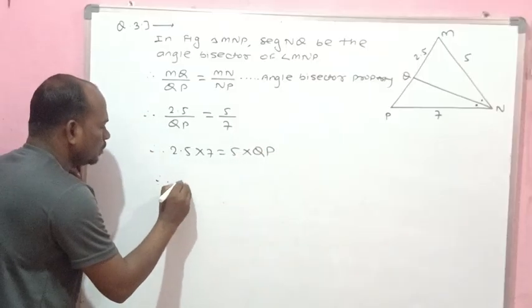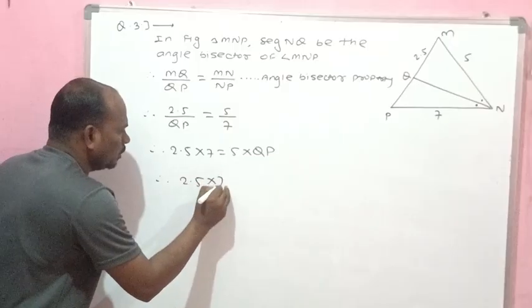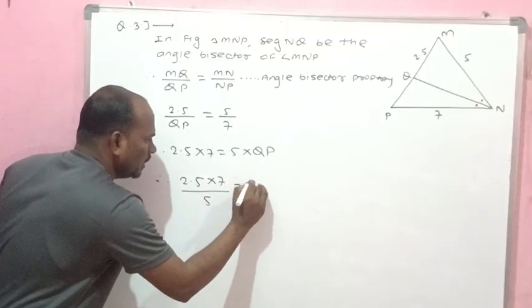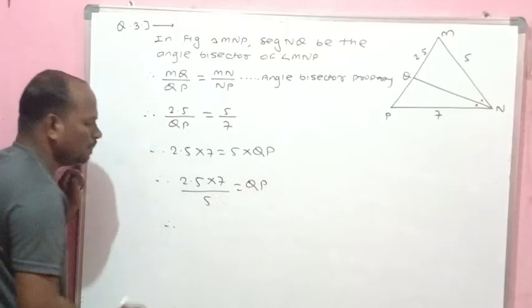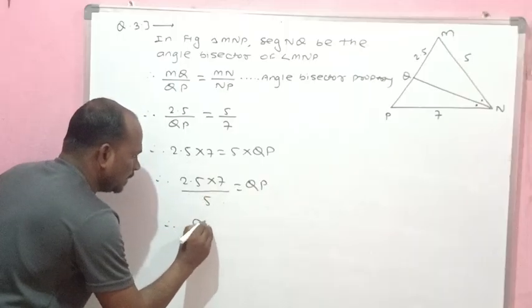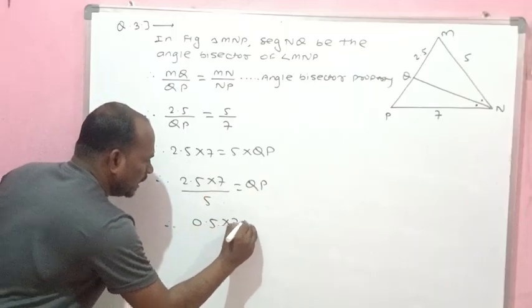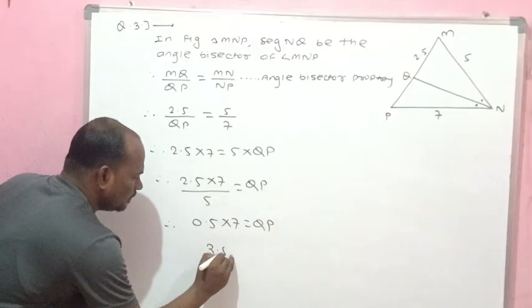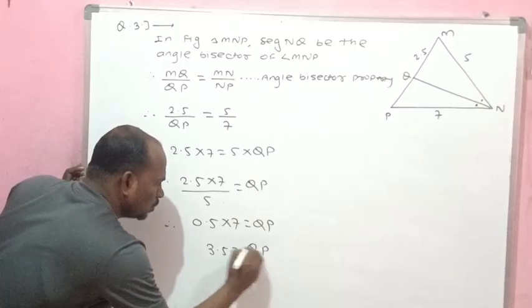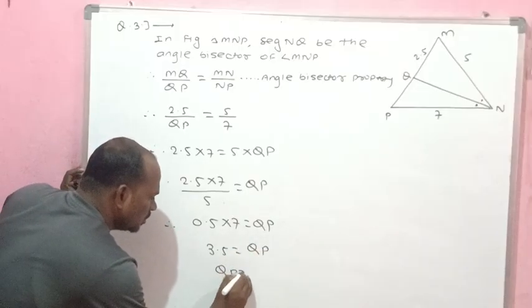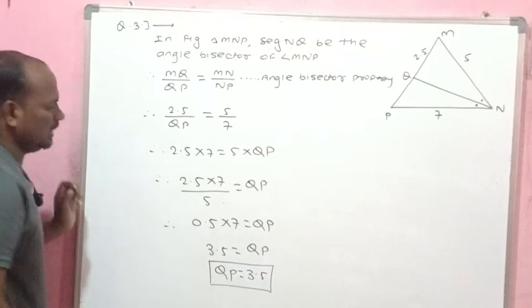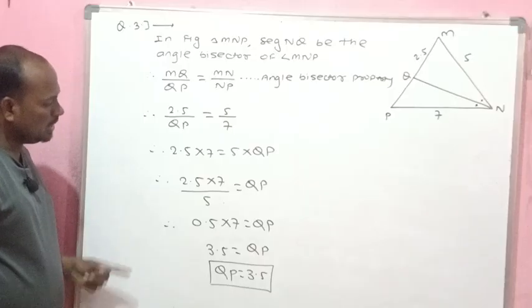Now therefore 2.5 into 7 multiplication divided by 5 is equal to QP. Therefore 5 5s are 25, 0.5 into 7 equal to QP. 7 5s are 35 is equal to QP. The final answer QP equal to 3.5. This is required answer, that is QP equal to 3.5.